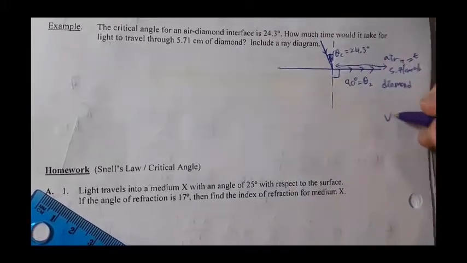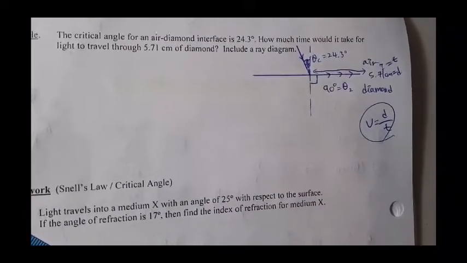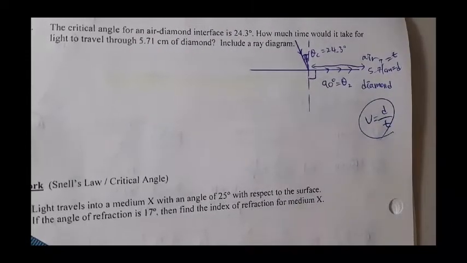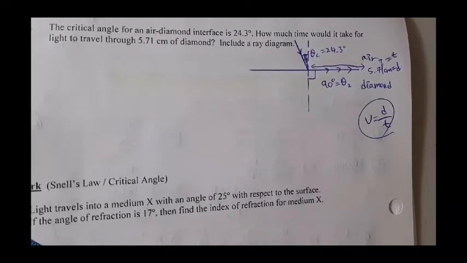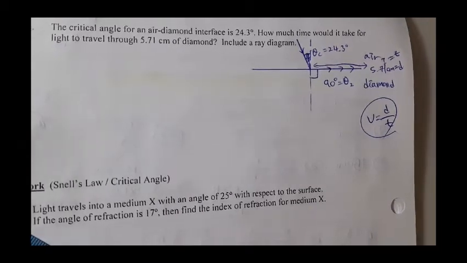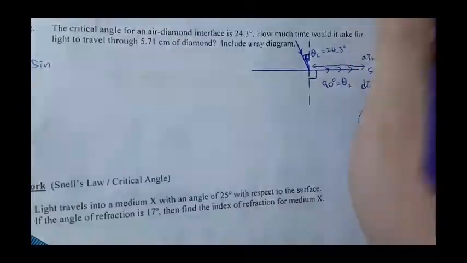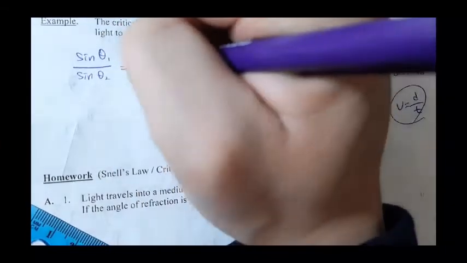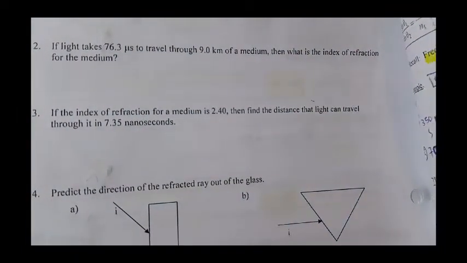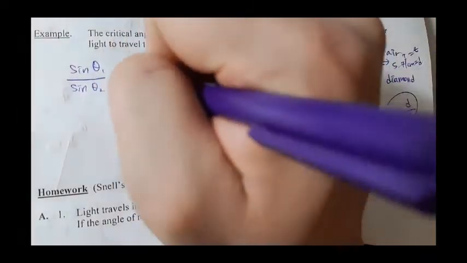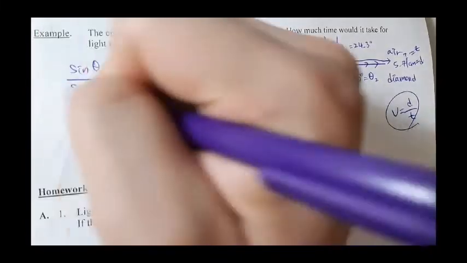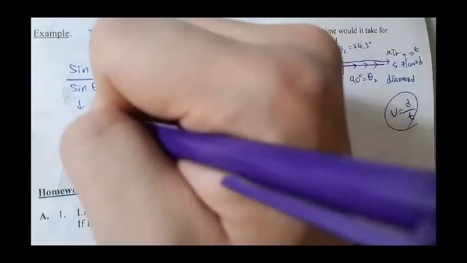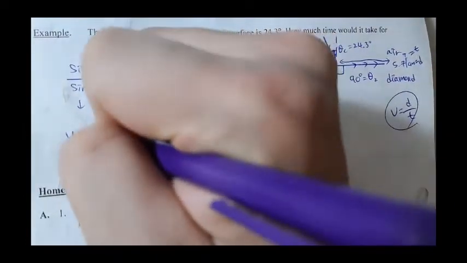So in the end, we're going to use this again. That means we need to use our speed inside of the diamond. So let's go with our formula: sine theta 1 over sine theta 2 is equal to V1 over V2. Let me quickly double check. And it is correct. V2 is what we need to figure out. So modify this: V2 is equal to V1 sine theta 2 over sine theta 1.